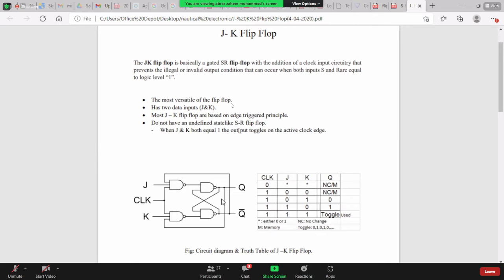Here you can see that the output Q is given as input to this NAND gate, and the output Q bar is given as input to this NAND gate. Here J and K are the inputs, this is the clock, and Q and Q bar are the outputs. Now again we'll see what is happening when the clock is 0 and J and K can be either 0 or 1. The output Q is what? No change, or same as the memory.